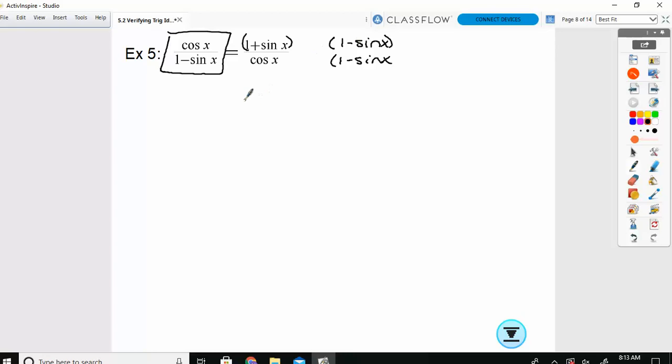So on the top, you would have to FOIL. So 1 times 1 is 1. Minus sine x and plus sine x cancel. Sine x and negative sine x, and negative sine squared x. I am not going to distribute on the bottom because my goal is to get a 1 minus sine x on the bottom. And we have that, so I'm just hoping I can get that cosine to disappear. So I'm not actually going to distribute that out yet.